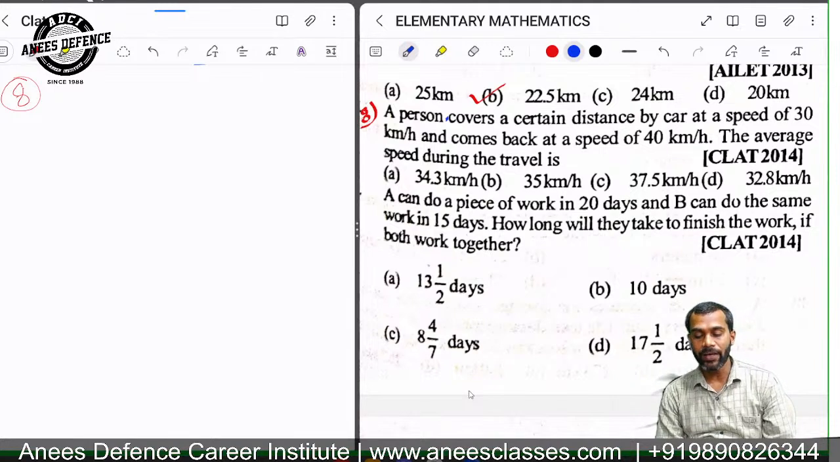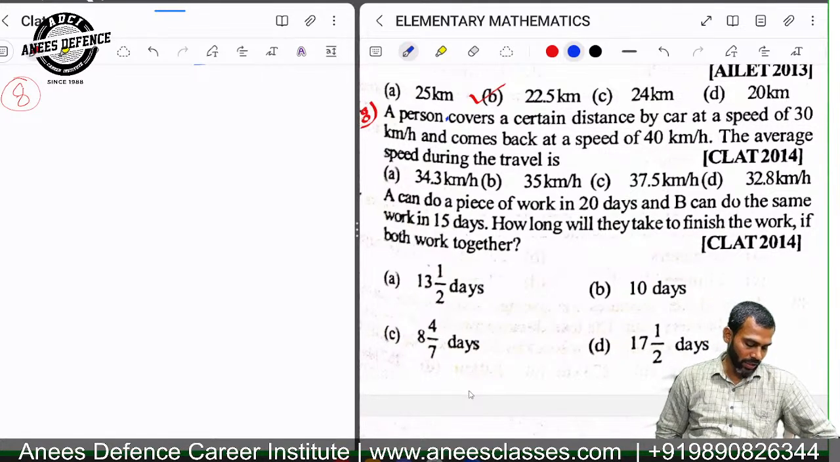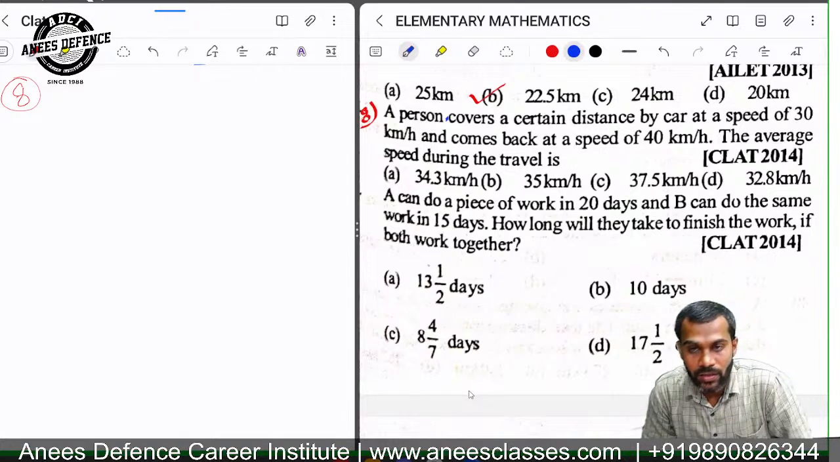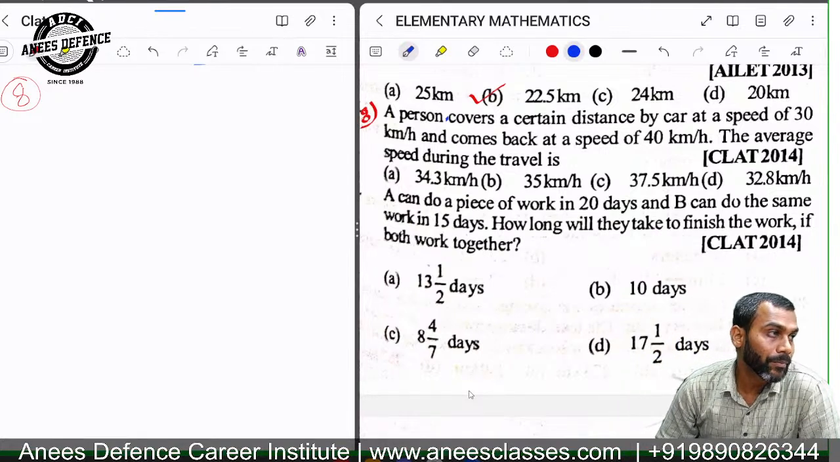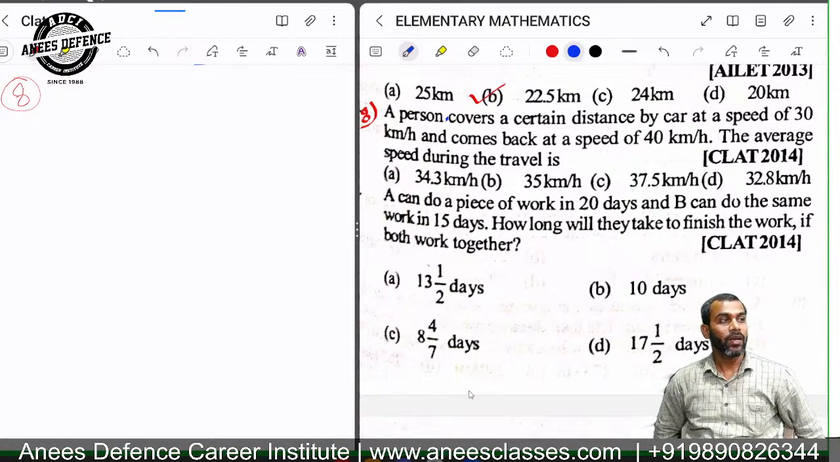See, if distances are the same and there are two speeds, it really doesn't matter how much distance they cover. We have a direct formula. Do you know that direct formula? Do you know what is HM of two numbers? Same formula will be applied here.